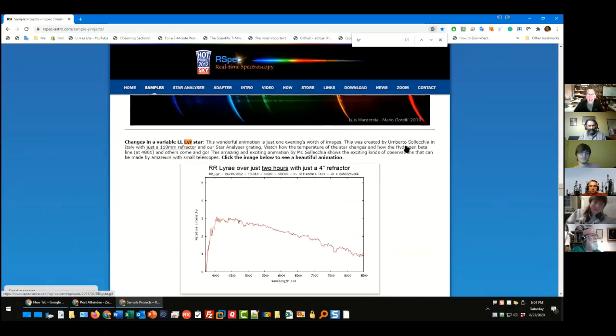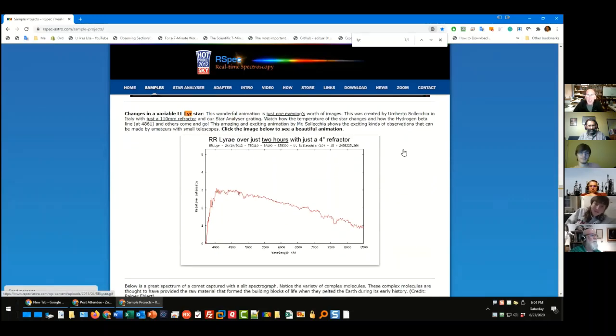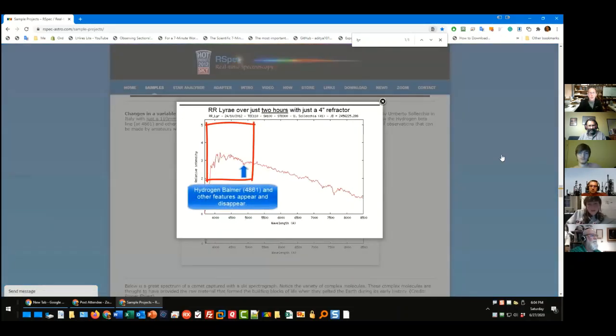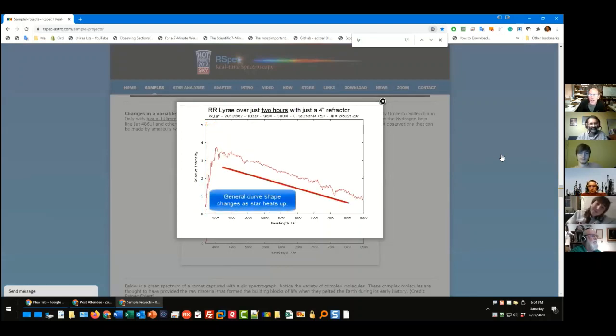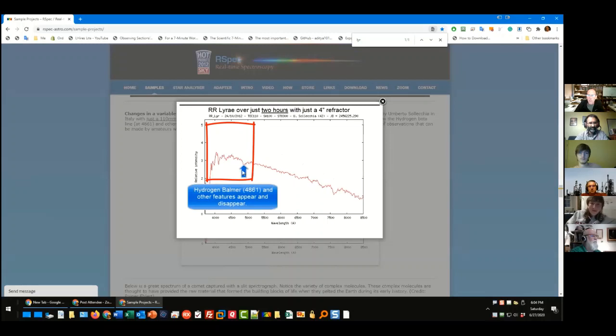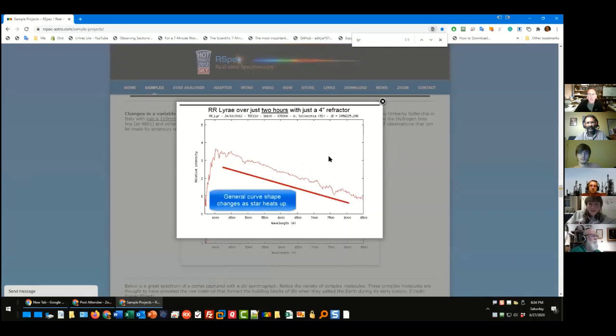Okay. I want to show you this animation. And we just have to click the image. I think it'll be fast enough. So this is over just 2 hours with just a 4-inch refractor. Look at the shape of that curve change. It gets hotter and hotter and harder. The Balmer lines become more visible as it gets hotter. Can you see that? So you can study the changes in light curves.